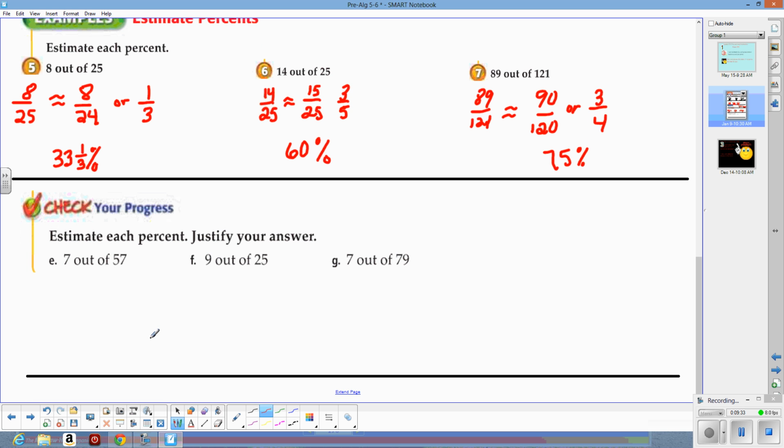You may want to pause the video and try the next ones on your own. 7 out of 57. This one's maybe a little bit tricky. You might want to think of that as about 7 out of 56. 7 out of 56 isn't quite as common as some of the others, but 7 out of 56 is one you'll come across. 7 goes into 7 once, 7 goes into 56 8 times, so that is the fraction 1/8, which is 12.5%.